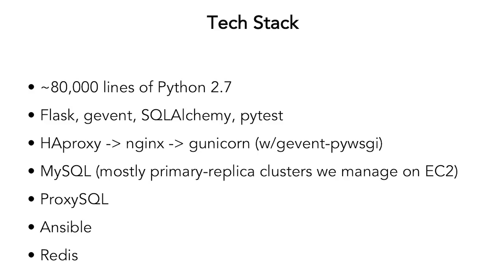To serve the application, our front-end load balancer is a proxy called HAProxy. And then we serve the application using Nginx and Gunicorn. Our primary data store is MySQL, which we actually manage ourselves with primary-replica clusters that we run on EC2. Our application talks to MySQL using a high-performance proxy called ProxySQL. And then we orchestrate our servers using a config management system called Ansible. And then we use Redis for caching and queuing.